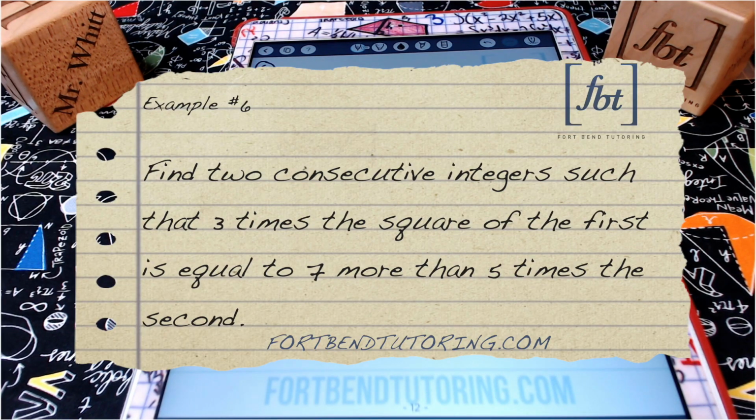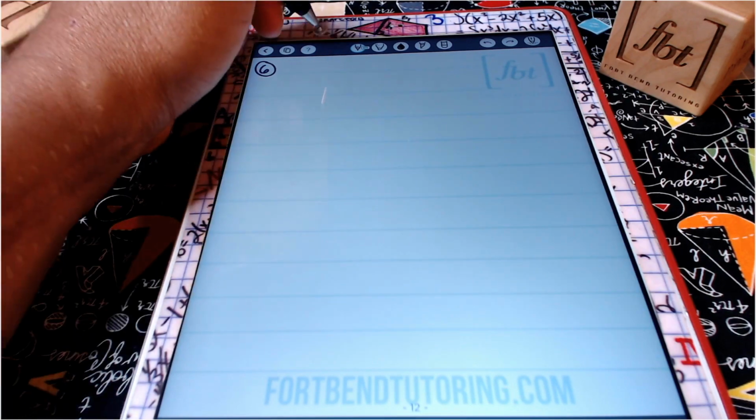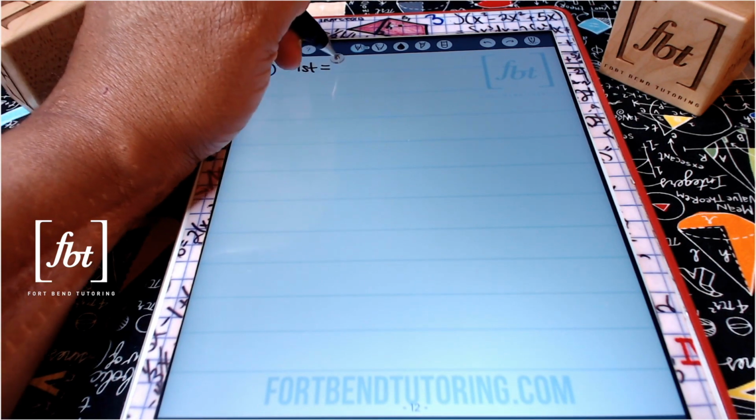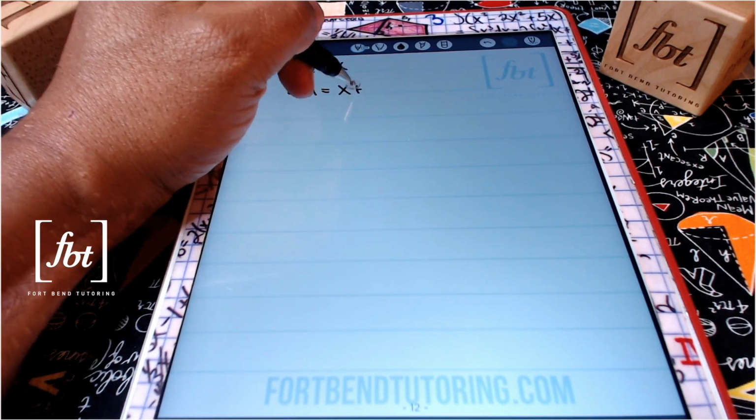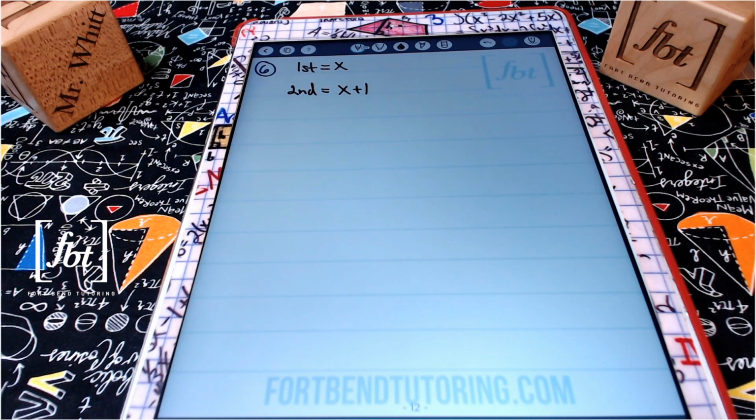Problem number 6 says to find two consecutive integers such that 3 times the square of the first is equal to 7 more than 5 times the second. So when setting this problem up, consecutive integers are separated by 1. Since I don't know what the first integer is, I'm going to call that my variable x, while the second integer must be 1 more than the first integer. So we have a setup of x being the first number while x plus 1 being the second number.